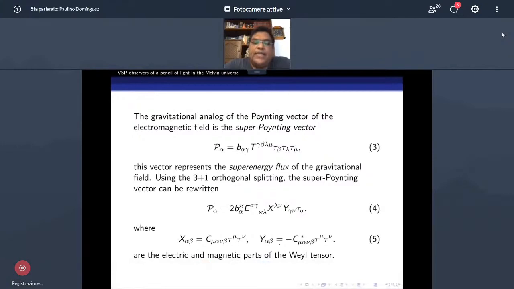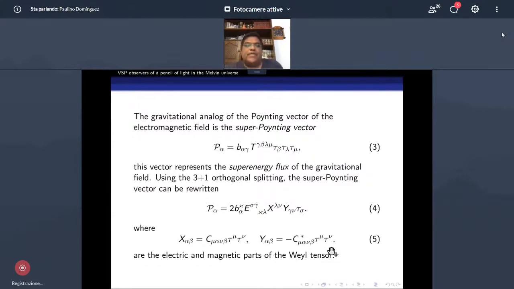And this super-energy vector can also be written in terms of the well-known quasi-electric and quasi-magnetic parts of the Bell tensor, X and Y, that we have here, that can be calculated using the components of the Bell tensor and the corresponding dual conjugate, okay?